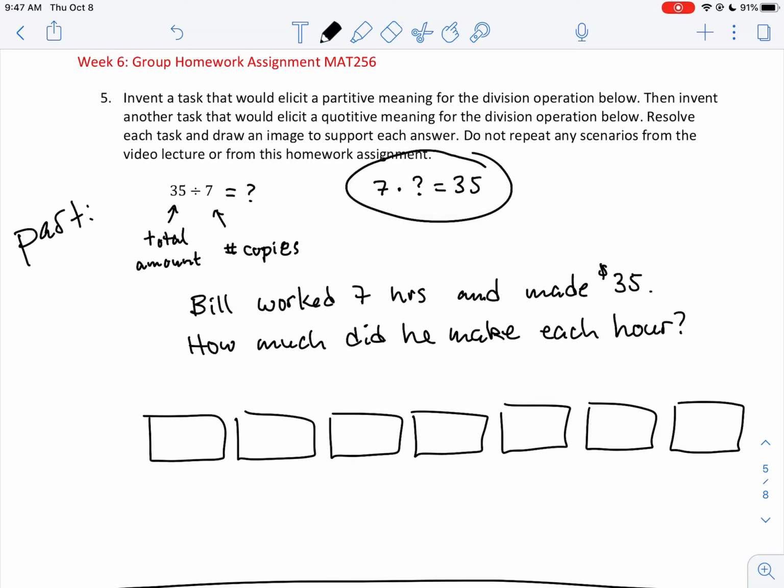So this is the structure that I interpret. I'm trying to find that missing multiplicand. So I've got 7 is the number of copies, and 35 is the resulting amount of the product. So this really boils down to the question. By this, I mean the statement here is 7 copies of what make 35?